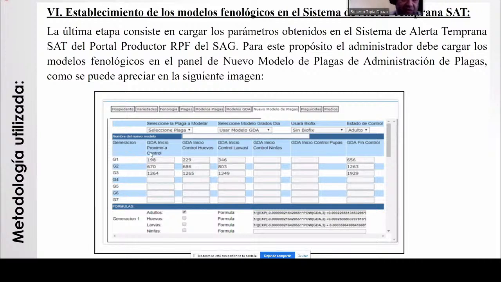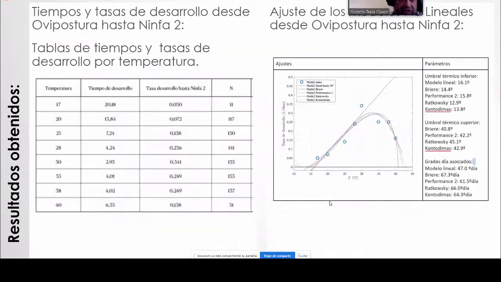For example, from the beginning, July 1st, to the next control day, degree days from the state to egg control or larva control, if they are lepidopterous, and if we have other types of bugs, they would be here with the nymph information and the phenological stage of pupae and end of control.